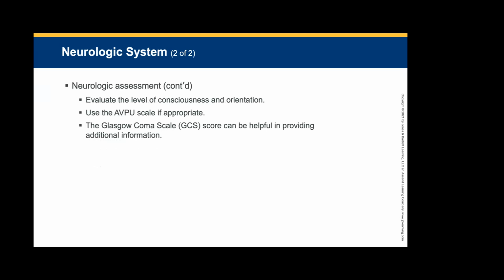Using the AVPU scale is very appropriate. If y'all don't know AVPU, this is the alert, verbal, painful, and unresponsive scale. Everybody falls into one of those four categories. On every assessment that you do, it is very good to always include the AVPU scale in your regular patient assessment notes. And the Glasgow Coma Scale score can be very helpful in providing additional information.